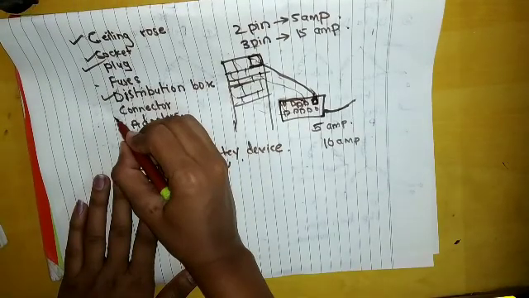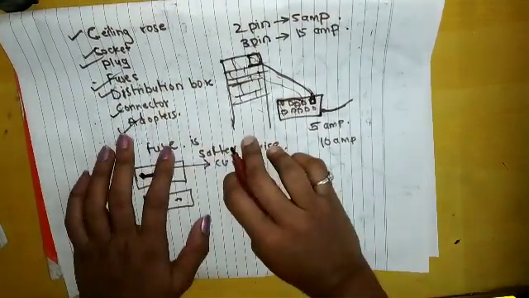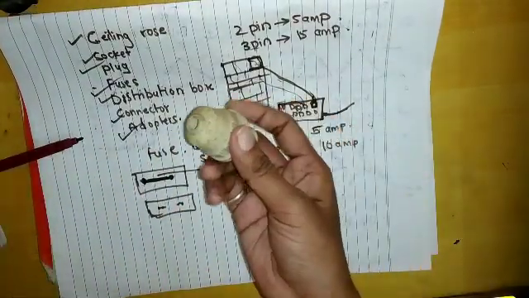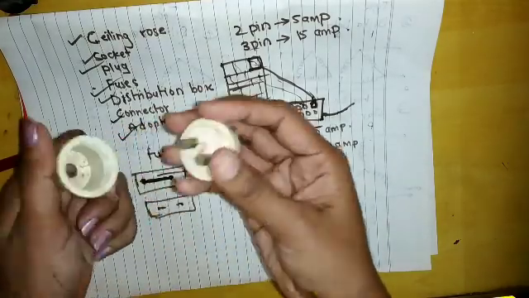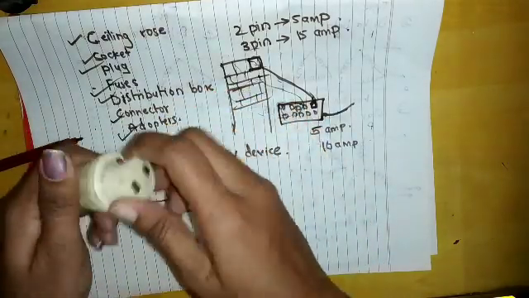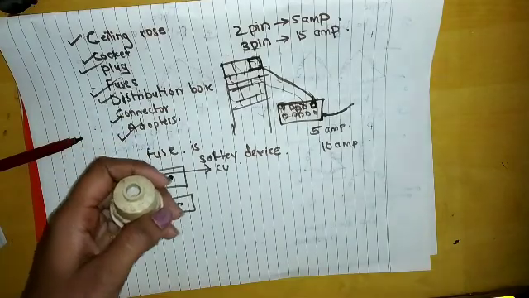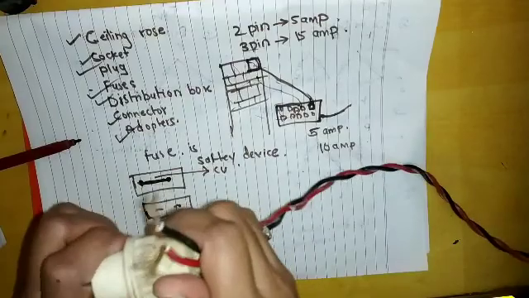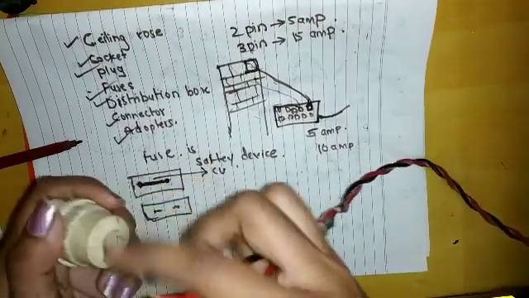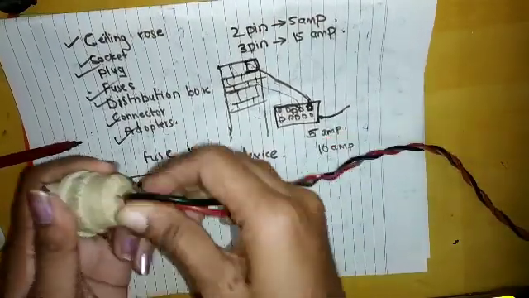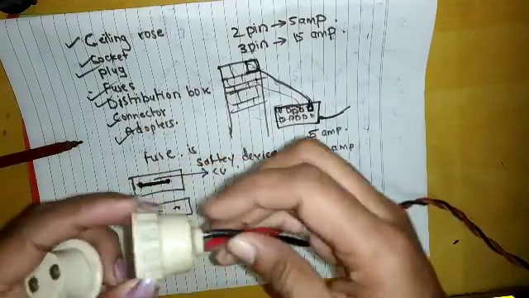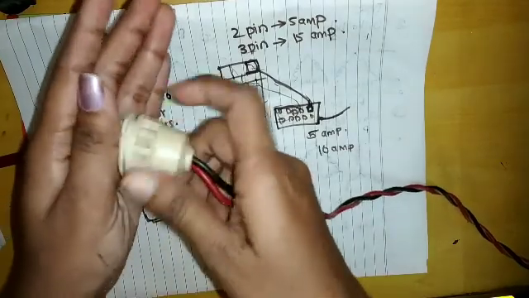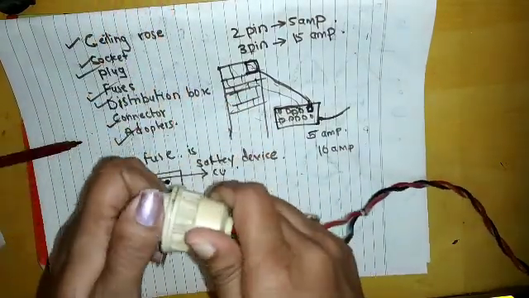Now we will see the adapters. What does it mean by adapter? So these are the adapters. This is the adapter. Okay, so with the flexible wire, this is the flexible wire and we have to make the connection here. This is how the connection is done. We have to connect this phase and neutral to this point.